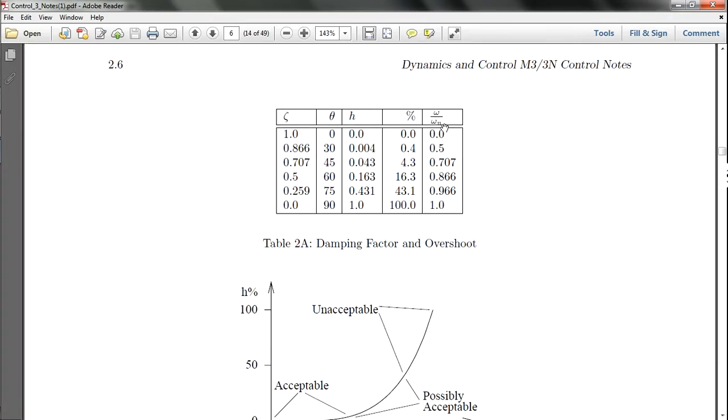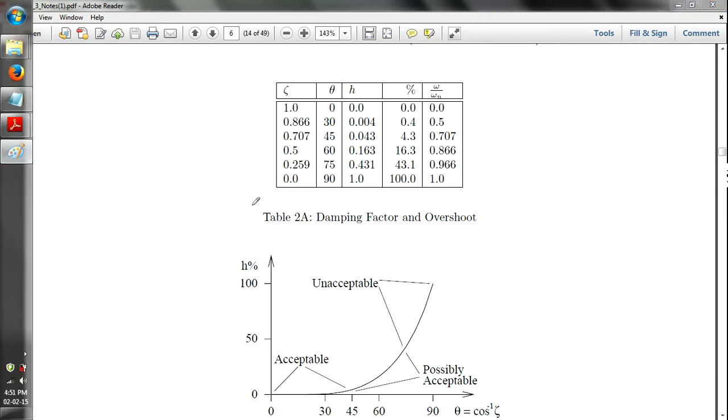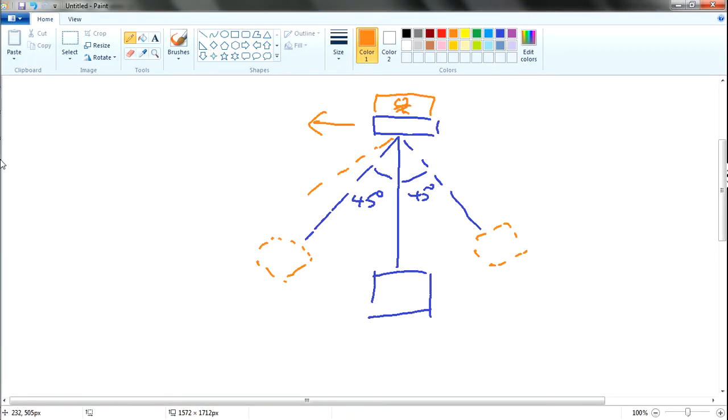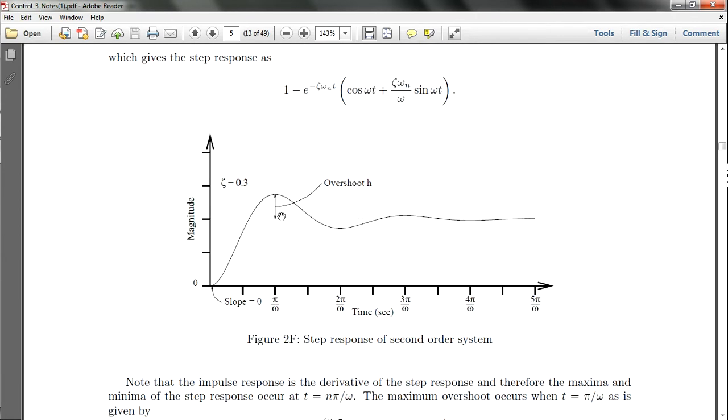And then since I have a little time, I'll just go through the table itself. This is the damping factor. This is a table with the damping factor, the degree itself, the overshoot degree, which is the angle that I'm talking about. And then H is the amount of overshoot, the value of overshoot. Percentage is the overshoot percentage, from this point to this point.